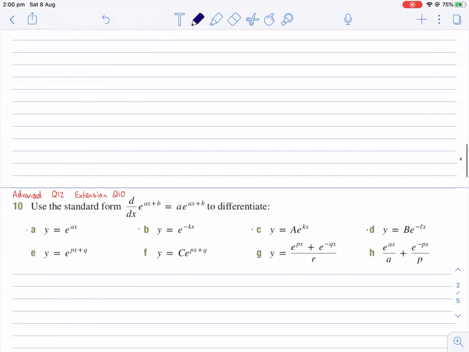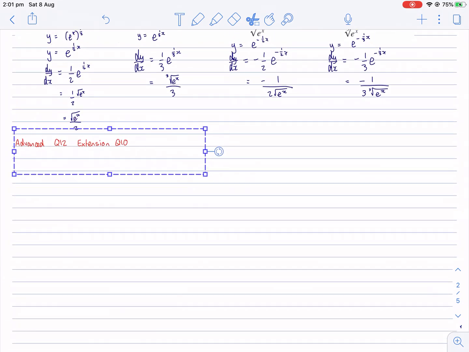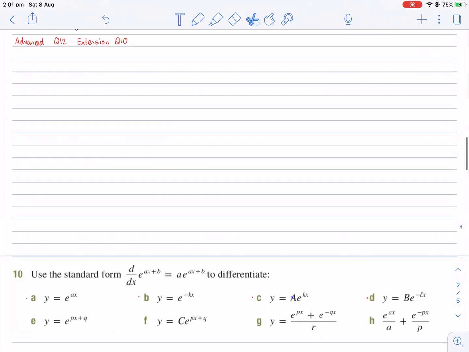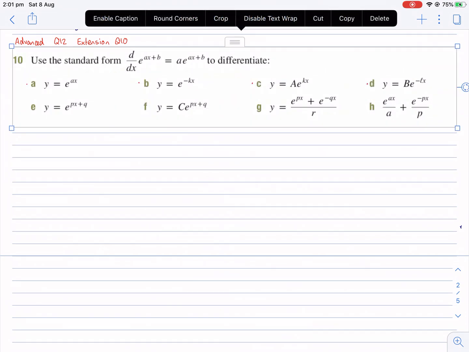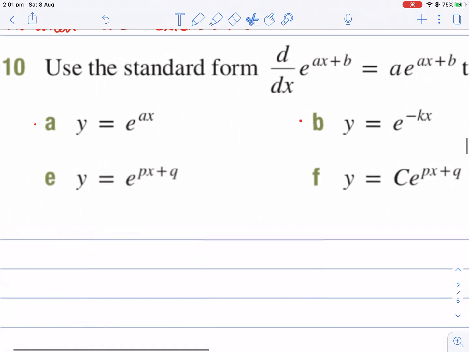All right. Question 12 for advanced, 10 for extension. So advanced, sorry, I did this in a different order. Also for advanced, you only need to do a, b, c, d. Let's differentiate these. It's going to be e to the ax times a.